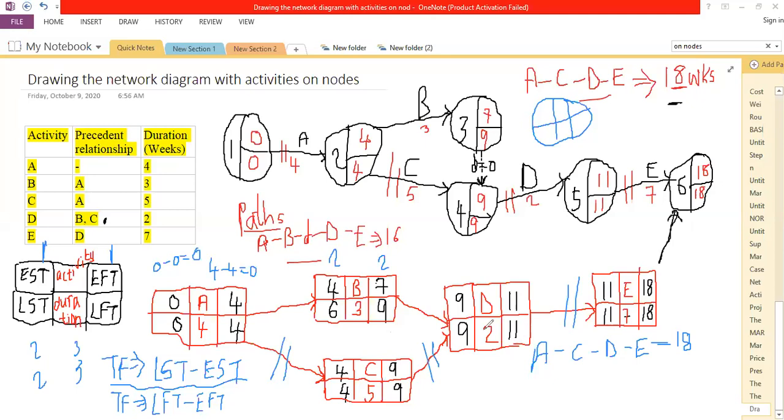So that is how, in a very short way, one can determine the network for a particular project, and of course the determination of the earliest and the latest, both the finish as well as the start, of a particular activity in the project, as well as determining the amount of time that the project is going to take from the definition of the critical path.